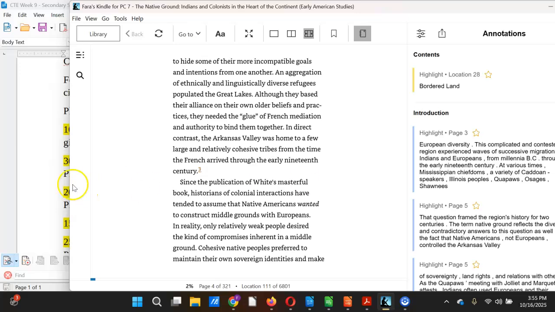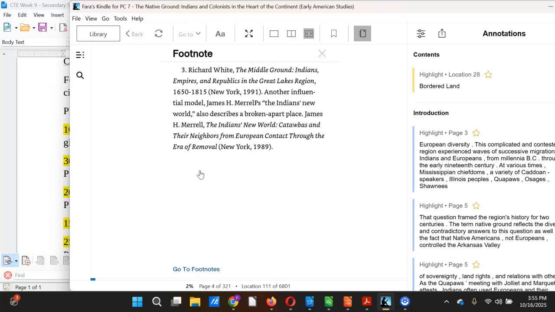This literally is from Richard White's book, The Middle Ground, and he is an historian. Here you go. This is a secondary source. Quite often you have to actually go to the footnotes to identify your secondary sources. And she also points out another secondary source that discusses this, James H. Merrill's The Indians' New World, Catawbas and their neighbors from European contact through the era of removal. And again, that was in '89. White's book was '91. These are now actually both considered classic history books for indigenous studies for North America.